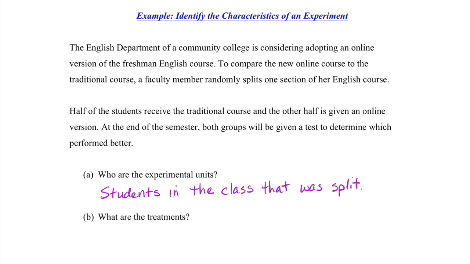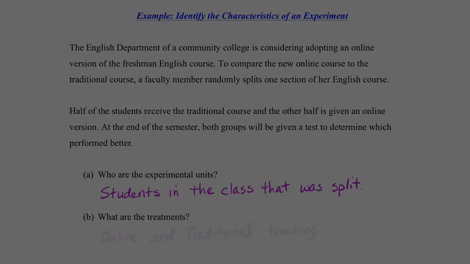Next, looking at part B, we were asked what are the treatments? Well, the treatments are the online and traditional approach to teaching. Sometimes this causes a bit of confusion since the traditional method of teaching would be kind of considered our control, but both of these are factors that have an influence on a response variable.